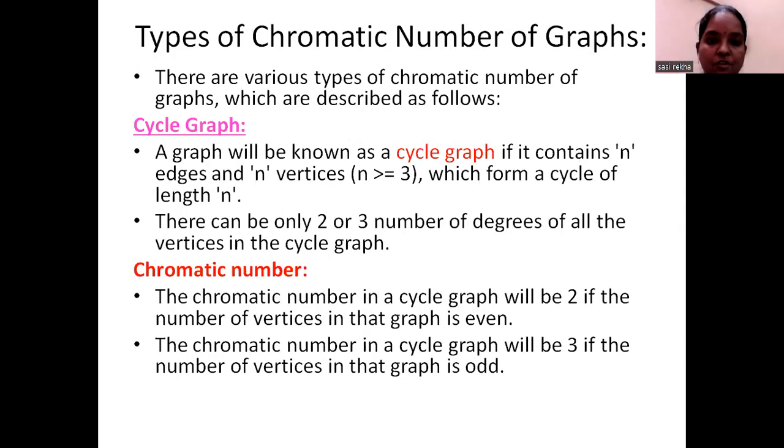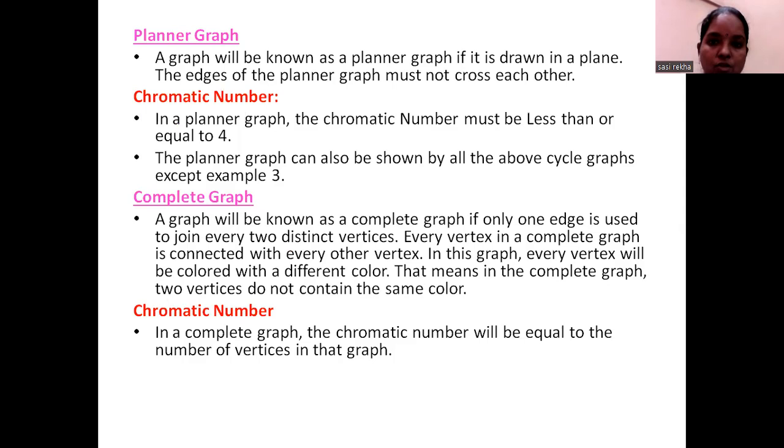What are the different types of graphs for chromatic number? Cycle graph: it contains n edges and n vertices which form a cycle of length n, and the degree of all vertices in the cycle graph is 2. Moving on to the planar graph: if it is drawn in a plane, the edges of the planar graph must not cross each other. For a planar graph, the chromatic number must be less than or equal to 4.